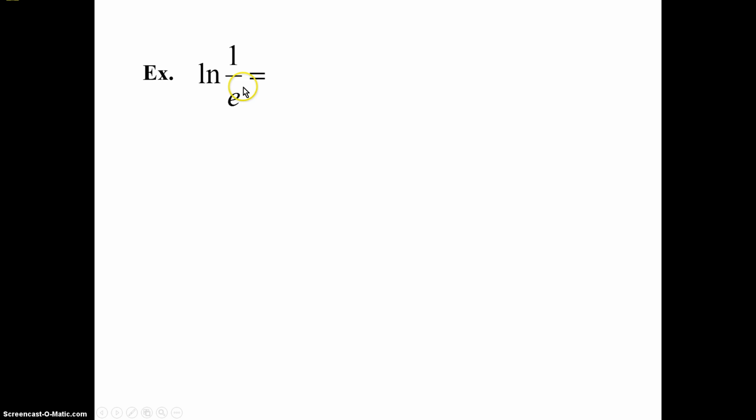This e right here is raised to the first power. If I want to move this e to the first power to the top, I can do that, but that means that I have to change that first power to a negative 1. Okay, so now we're able to apply one of the properties of natural logs.